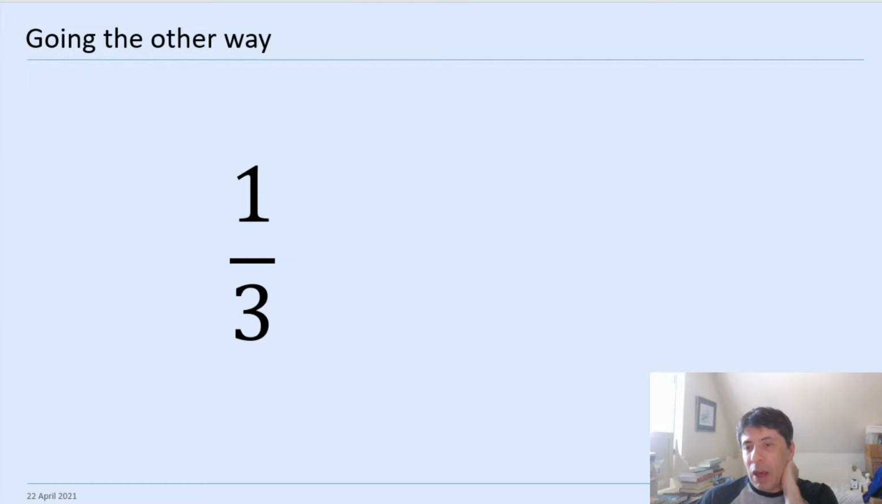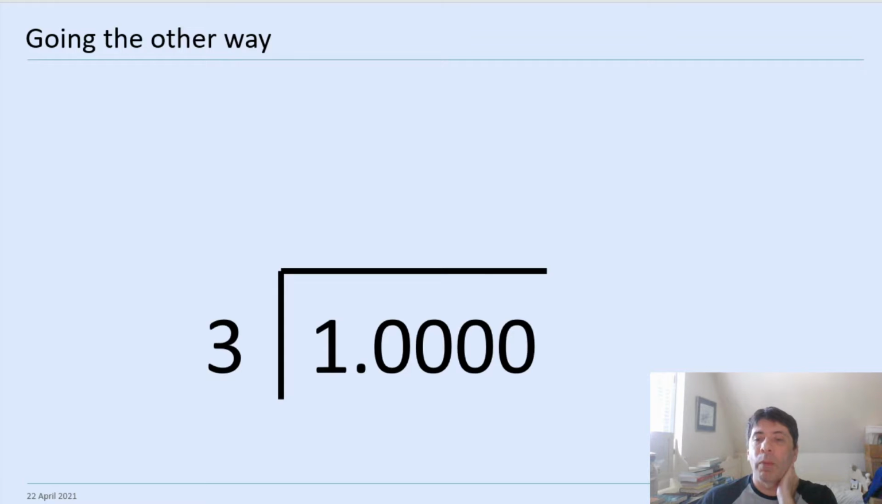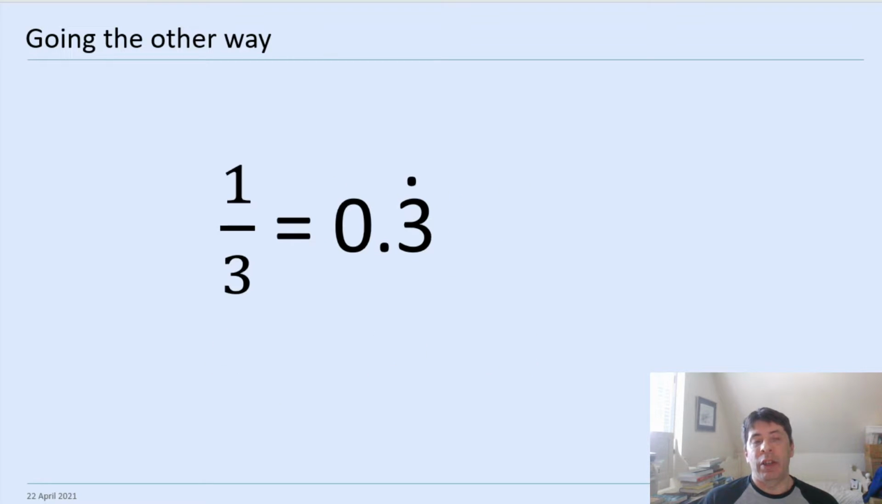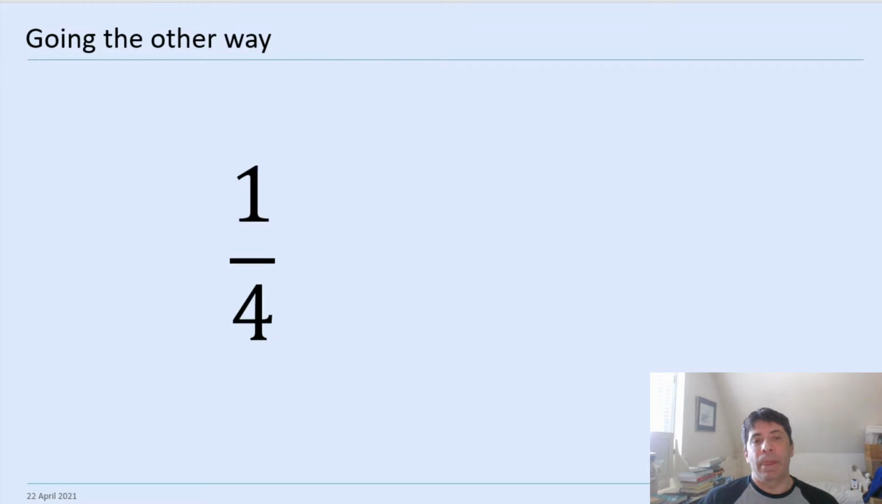1/3, so we're going to divide 1 by 3. 3 into 1.000. So 3 into 1 goes no times, carry the 1. 3 into 10 goes 3 times, carry the 1, and so on. So we get 0.33333, recurring, and we write it like this: a third equals 0.3 with a dot over it to show that it recurs infinitely.